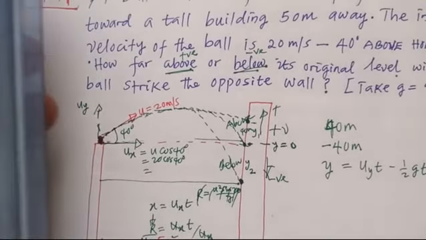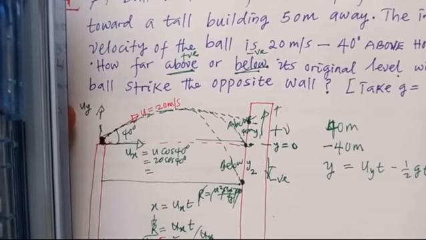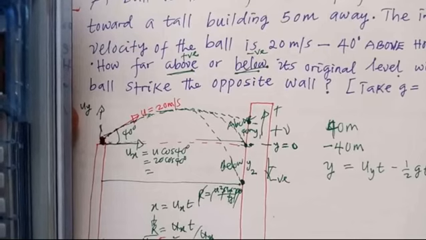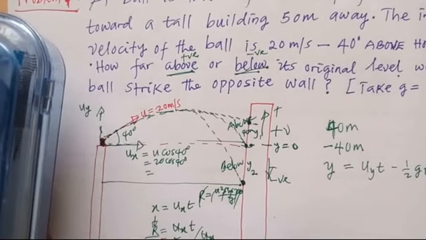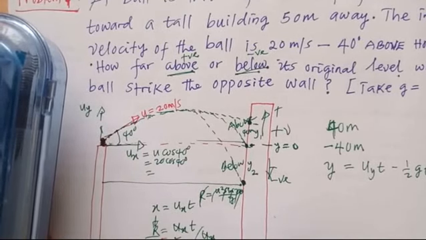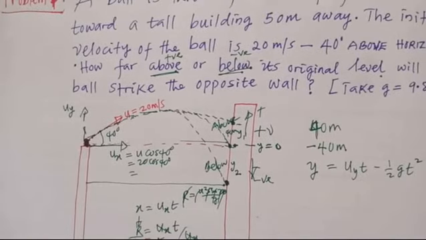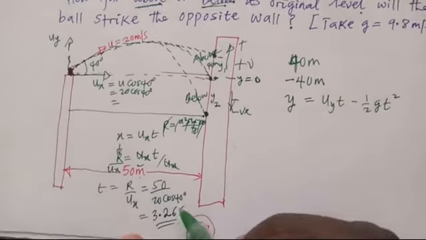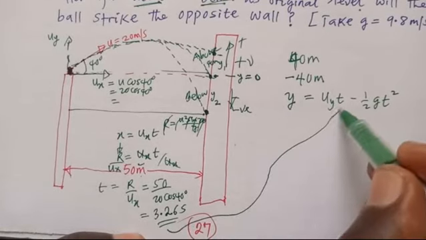So I press 50 divided by 20 cos 40 degrees, and this will give me 3.26 approximately. So this is 3.26 in seconds. This is the time it takes. I need this time here.